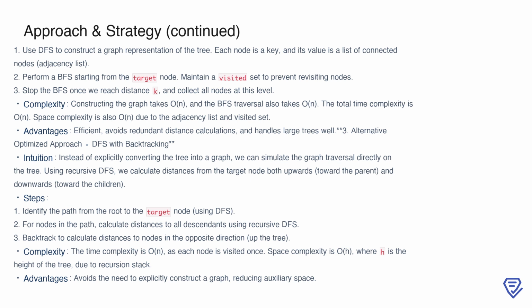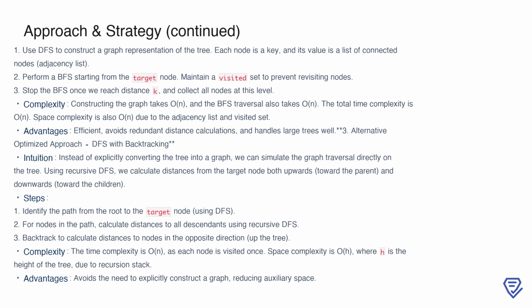We continue the BFS level by level until we reach the nodes at exactly k distance, which we then collect. This approach is both time and space efficient, with a complexity of O(n), due to the graph construction and traversal. Another alternative to consider is the DFS with backtracking method. Instead of explicitly converting the tree into a graph, we simulate the traversal directly.